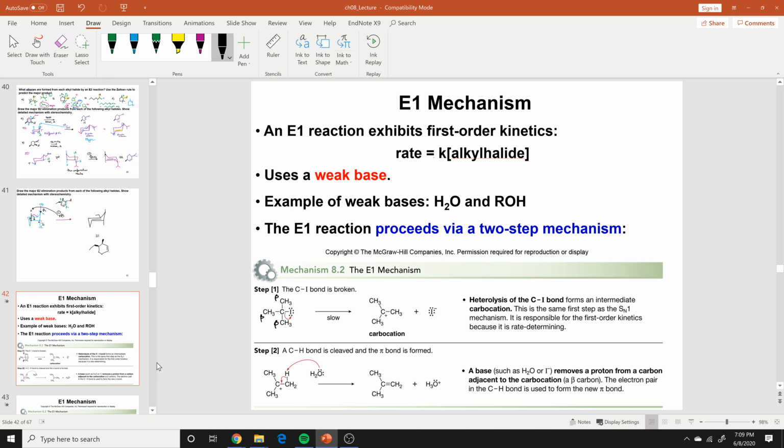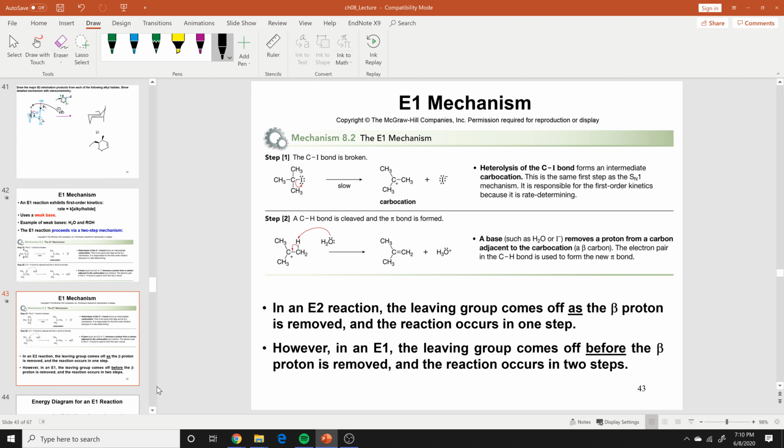Now here I don't have a leaving group. The leaving group left at the beginning. The first step is normally the slow step, and the second step is the fast step. So the first step is the one that determines the rate of the reaction. So basically with E1, the rate depends on the concentration of the alkyl halide only. It doesn't depend on the strength of the base because the base is not used in the first step. It's used in the second step reaction.